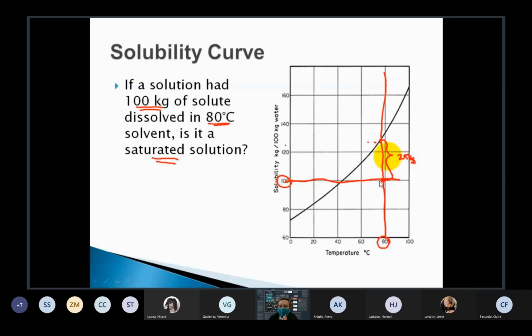80 degrees Celsius, 100 kilograms per 100 kilograms. It's below the line, so it is not saturated, which means we can add an additional, it looks like it's more than 25, about 30 kilograms of solute per 100 kilograms of water. So in a 100 kilogram vat of water, we could add another 30 kilograms of that solute. Any questions about reading graphs?